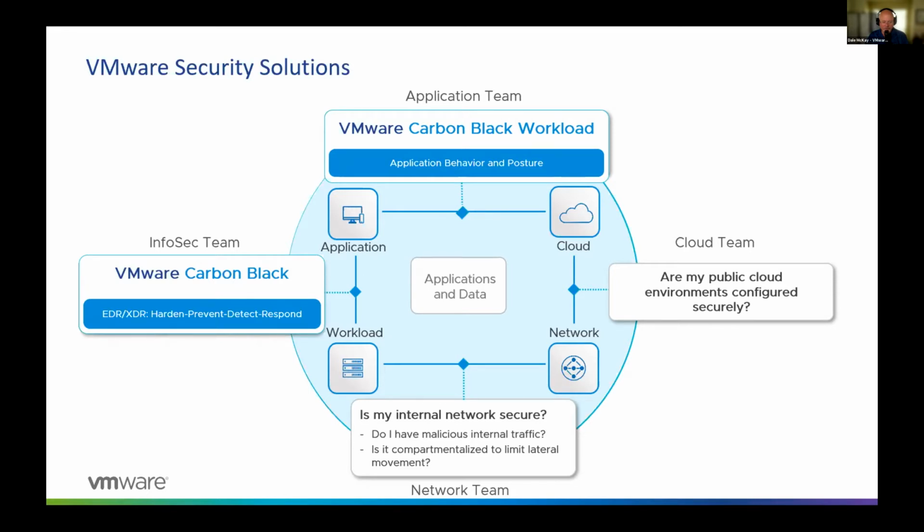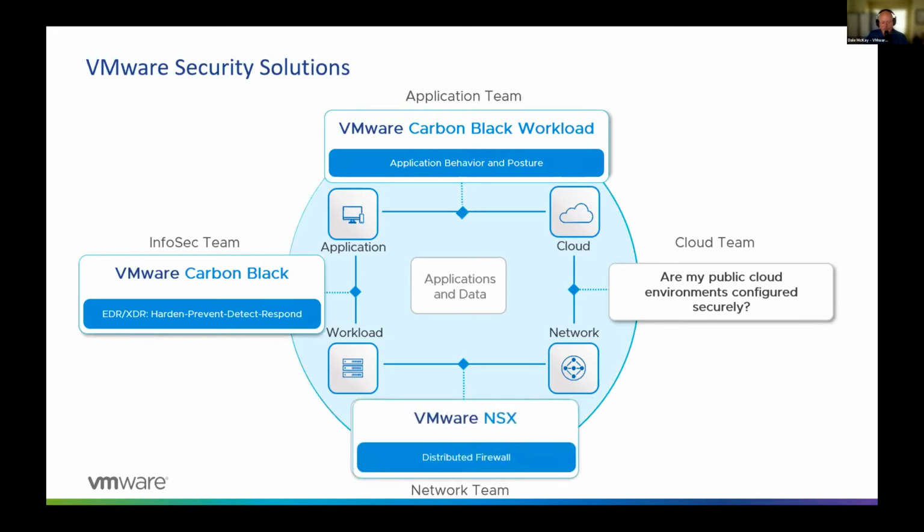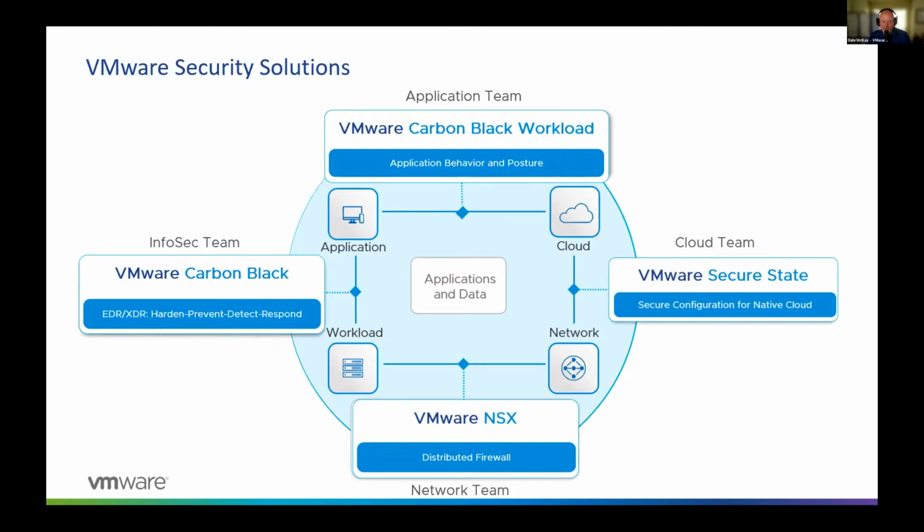Next, VMware NSX, in particular the Distributed Firewall. This is a product that the network team would focus on. And lastly, Secure State, which provides that secure configuration for the native public cloud. So those are the 4 products that we want to talk about, and we want to see how those products are actually going to assist us in implementing, once again, that overall security architecture that we're talking about today.